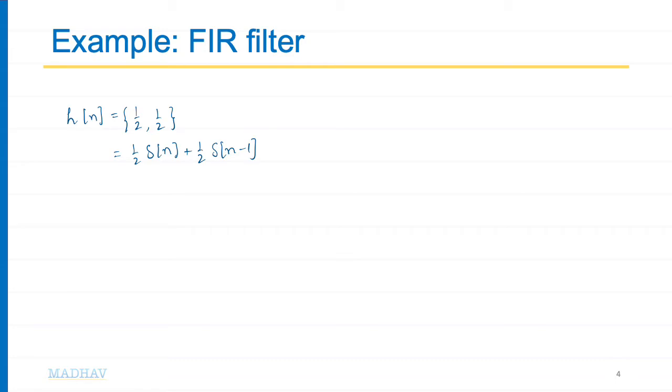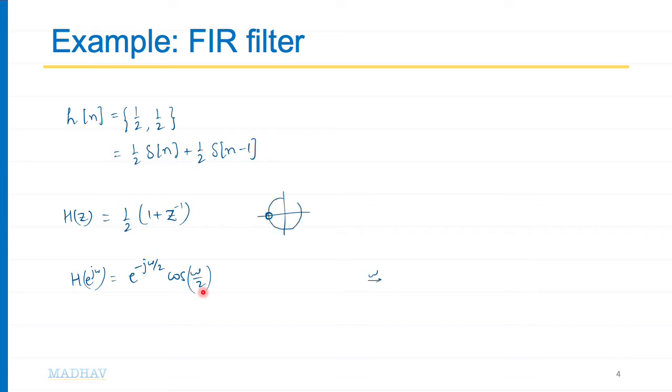Now let's look at the transfer function. Now h of z will be what? This is 1 upon 2, and you know, for delta n the transfer function is 1, for delta n minus 1 the transfer function is z to the power minus 1. So you get the term 1 plus z inverse. Now h of e to the power j omega will be e to the power minus j omega upon 2, and then cos of omega upon 2. You can simplify it as this.